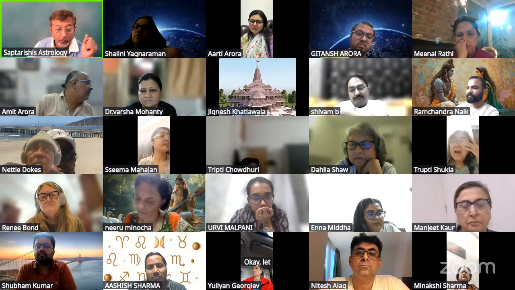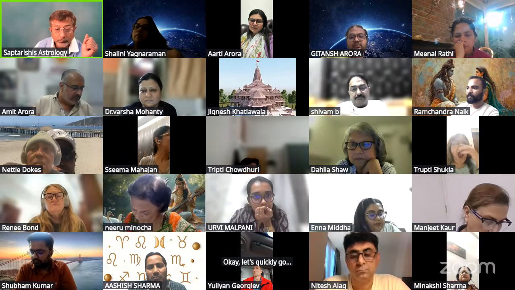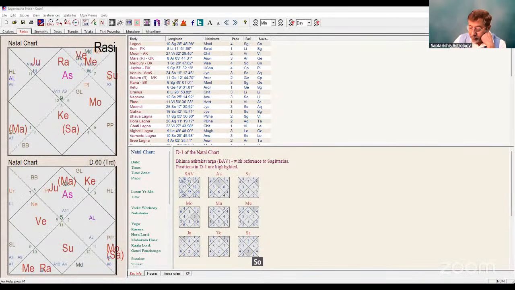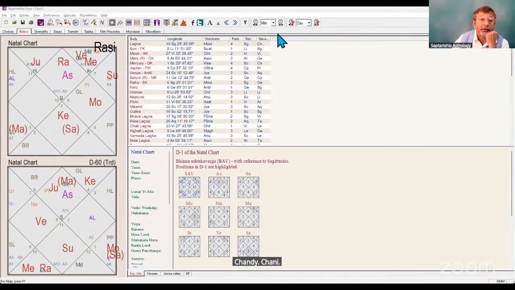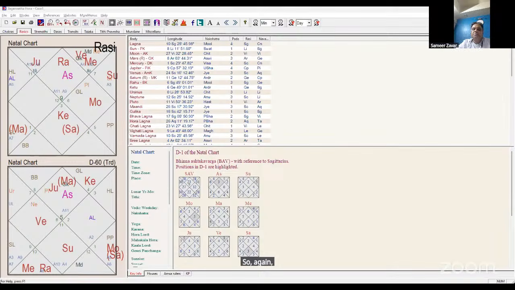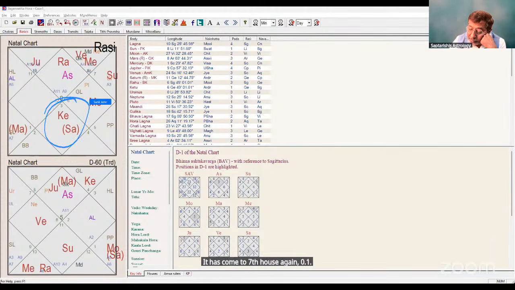Okay, let's quickly go. Case 1. Where is the 7th lord? Mercury. Mercury is in the 12th house. The 12th house is bed pleasures, and also expenses. Now, in which degree is this Mercury? Mercury is in Saturn's Kaksha, 1.29. Again Saturn. It has come to the 7th house again, 0.1. And who is the lord of it?